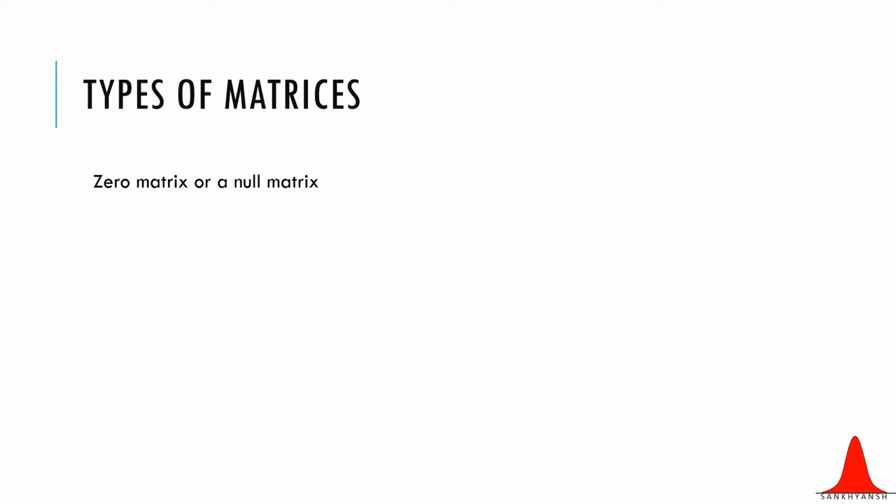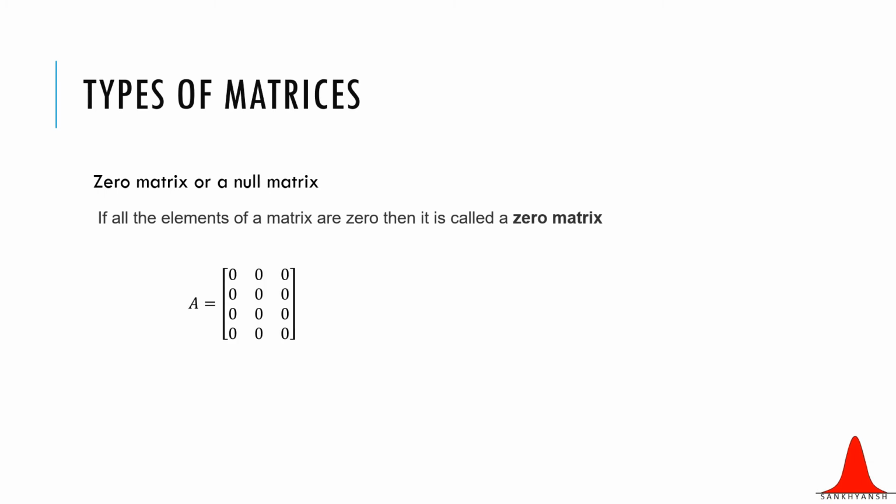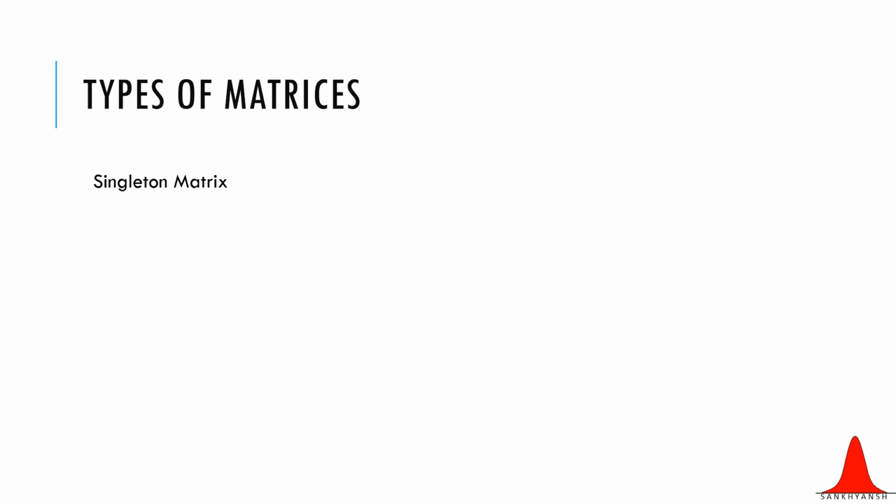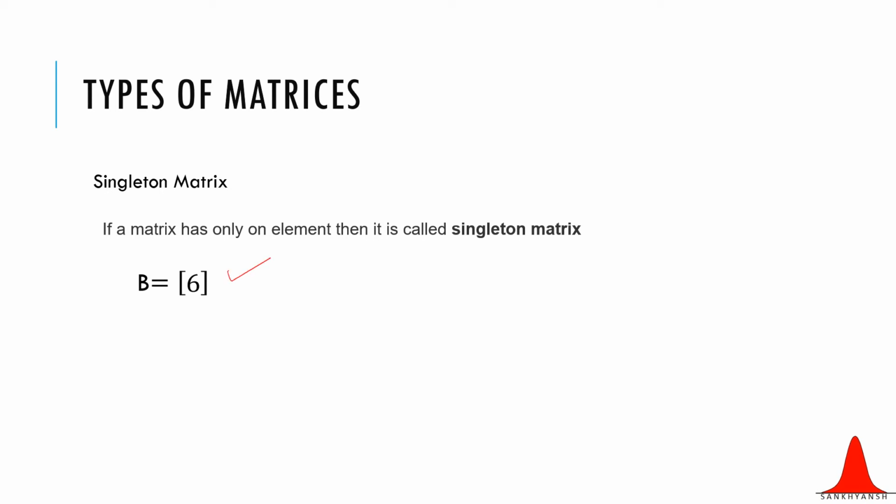Another type of matrix is the zero matrix, or we call it null matrix. When all elements of any matrix are zero, we call it a zero matrix. Very simple. You just see all elements are zero here. Singleton matrix. If we have a matrix which has only one number, we call it a singleton matrix. For example, this matrix has only one number, only one element.